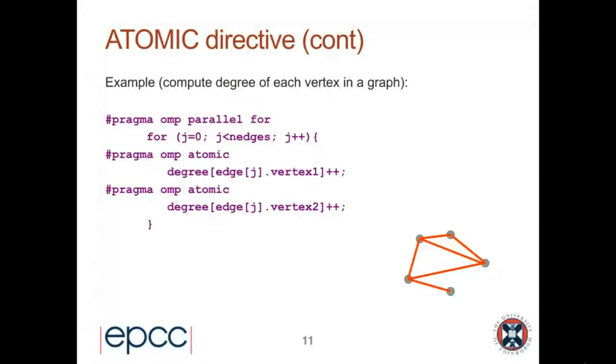Okay, so here's an example where we would really need to use atomic in order to have any hope of getting any performance out of this kind of example. What this example does is it computes the degree for every vertex in a graph. The little diagram down on the right-hand side here represents a graph. A graph consists of vertices, which are the dots, and those are joined by edges, represented by the red lines. The degree of a vertex is simply the number of edges which are connected to it. So the rightmost vertex here, for example, has three edges connected to it, so its degree is equal to 3.